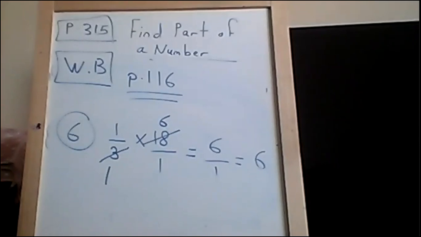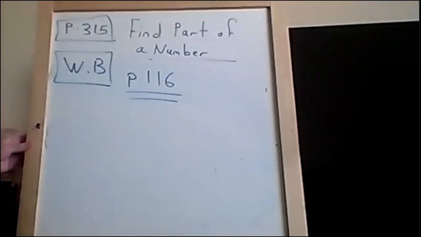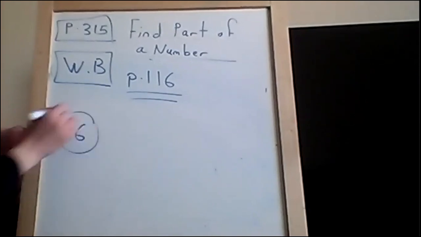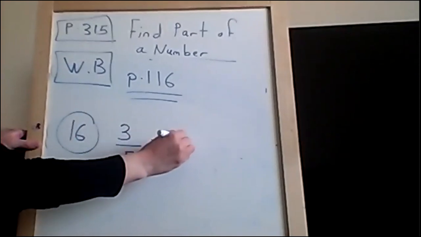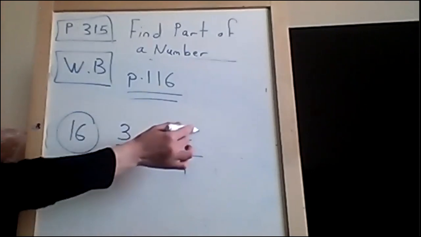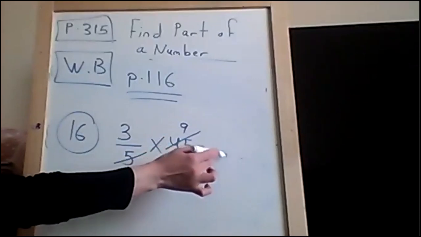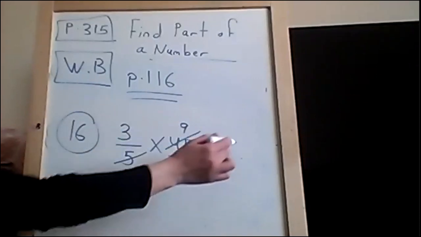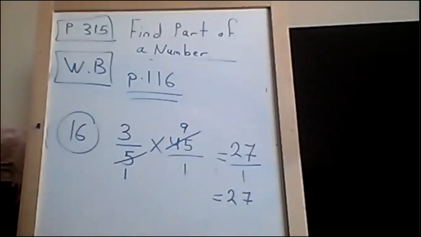Teacher, number 16 is 27. We will do number 16 together. Teacher, what is number 15? 15 is 12. Number 16, 3 out of 5 multiplied by 45 over 1. Now we multiply by 5, the answer would be 45. So divided by 5, the answer would be 9. Now multiply like a straight line. 3 multiplied by 9, 27 over 1 multiplied by 1, 1. So the final answer is 27.